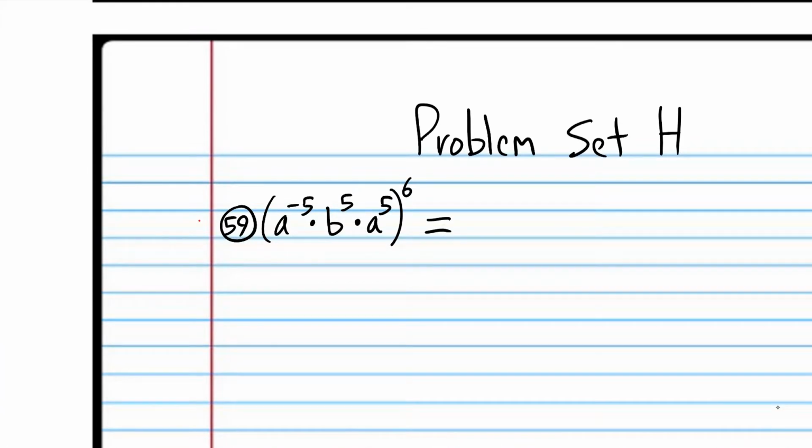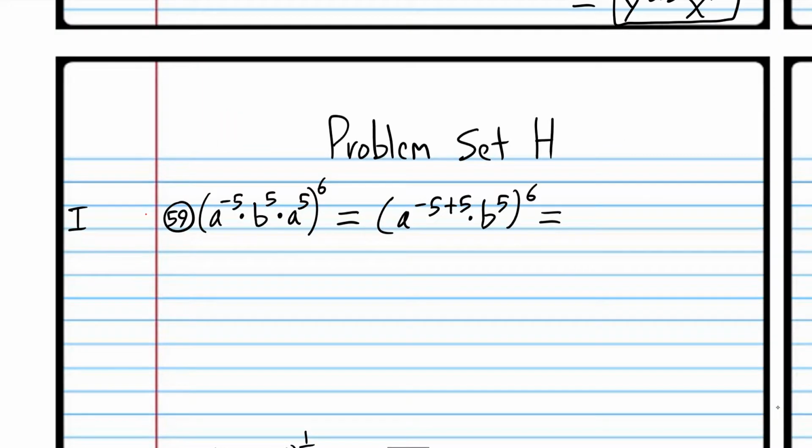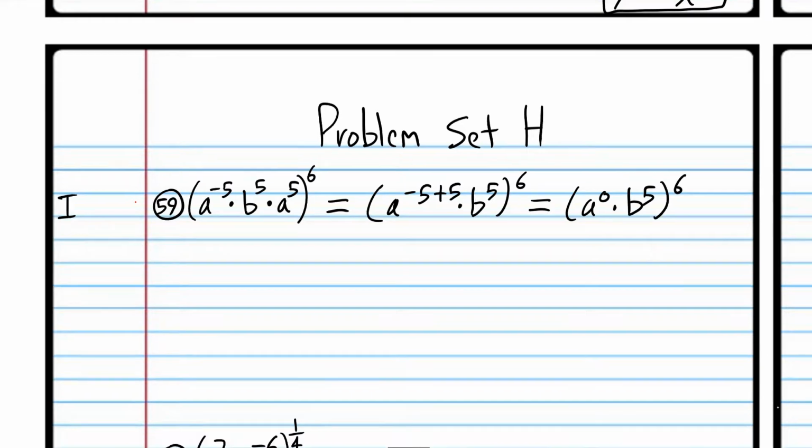So we're multiplying powers, but notice how these a powers are not next to each other, but that's okay. Because of the commutative rule of multiplication, we can just switch the order, and we can put those together. So we have a to the negative 5 plus 5 times b to the 5th, all raised to the 6th power. And negative 5 plus 5 is obviously 0, so we have a to the 0 power times b to the 5th raised to the 6th.